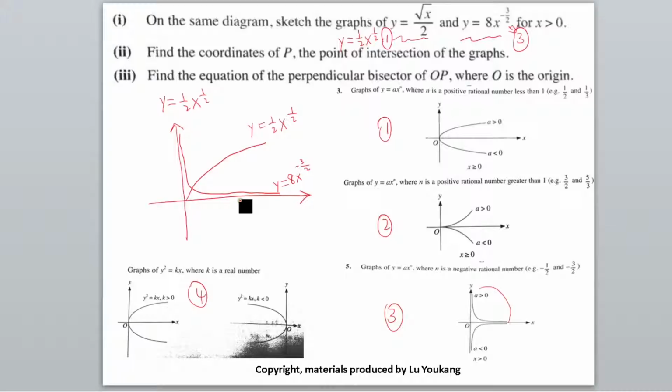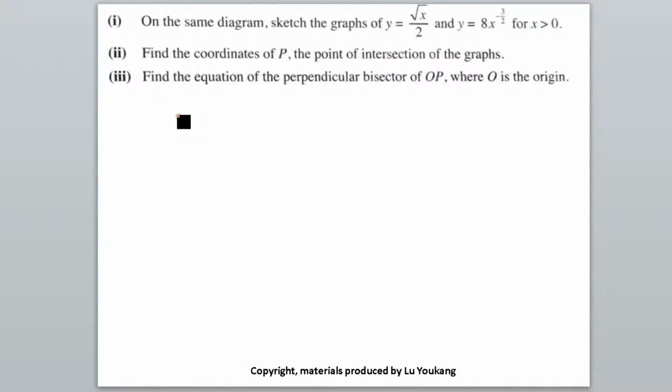Okay, so I have drawn y equals 8 times x to the power minus 3 over 2. As you can see, the point of intersection, and by the way, I don't have enough space over there, so let me do it here. Now we are asked to find the coordinates of P, which is the point of intersection of these two graphs. So we need to solve these simultaneous equations. We have these two equations, so we need to solve these two simultaneous equations.